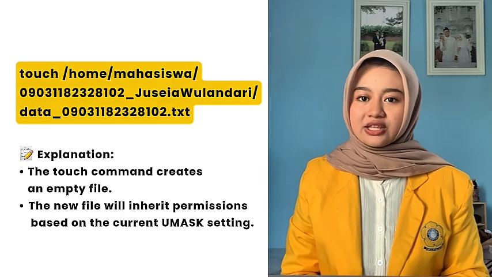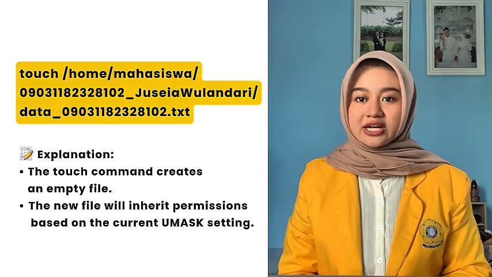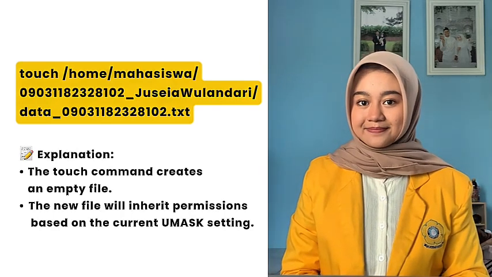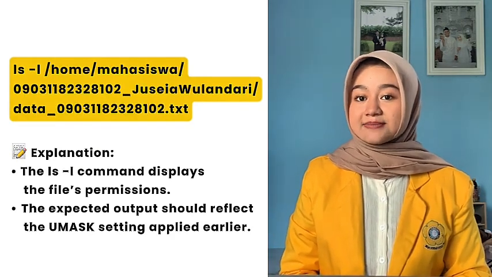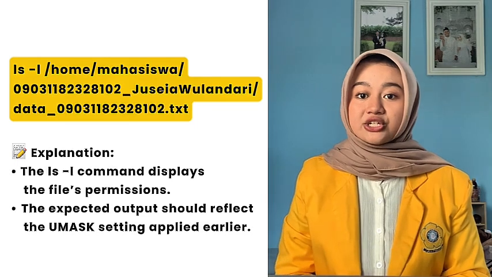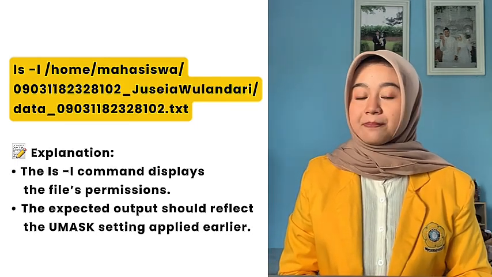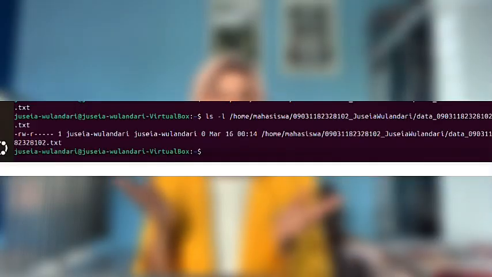This file will inherit permission based on the current UMASK setting. And finally, we check the file permission with ls -l. The permission should reflect the UMASK setting applied earlier. Here's the output.